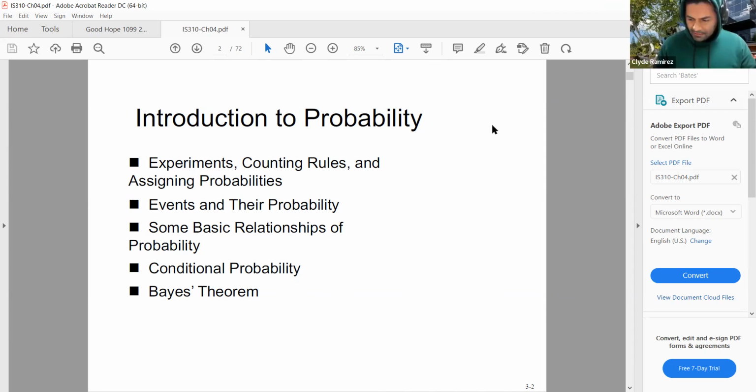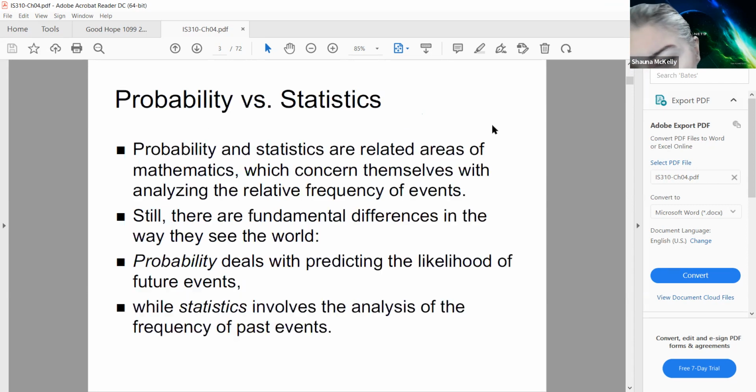All right. Probability is different than the other chapters because the other chapters are statistics. Remember, probability looks at likelihoods. So we're going to start with experiments and counting rules and how you assign probabilities to things. And then we're going to talk about events and their probability, and then some of the formulas that we have. So probability and statistics are related areas of mathematics, which concern themselves with analyzing the relative frequency of events, how often things occur.